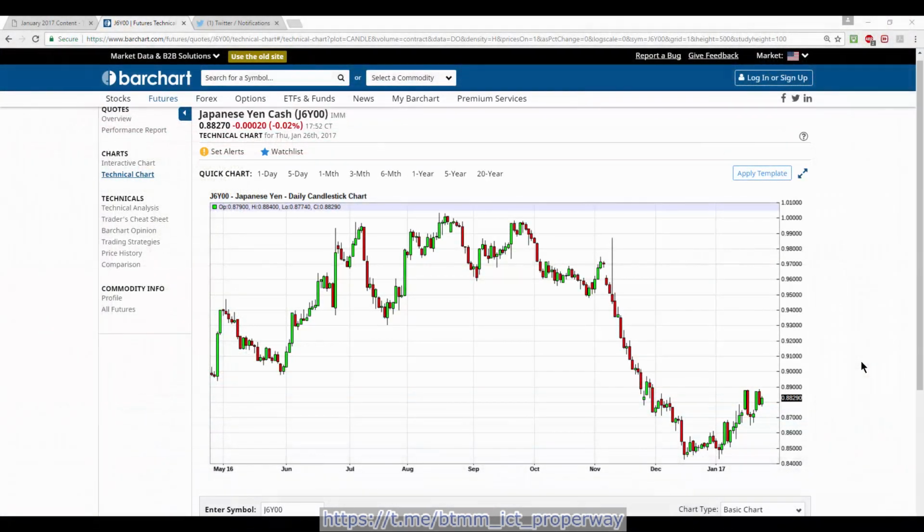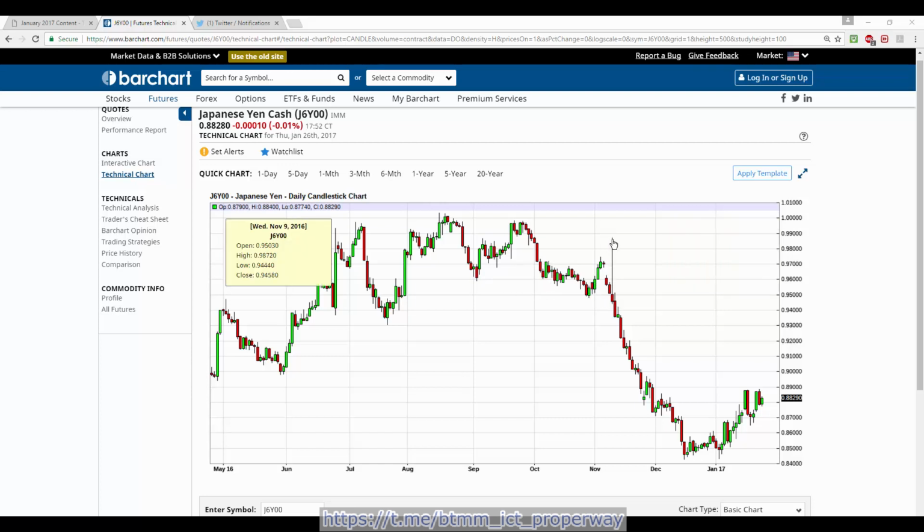Okay, we're looking at the daily chart of the cash price for Japanese yen. This is seen at barchart.com. Historically, last year in 2016, we made a high in August, and the market showed willingness to start breaking down market structure at this low here. This low became broken at this moment here. So market structure on a long-term basis on a daily chart had been broken bearishly.